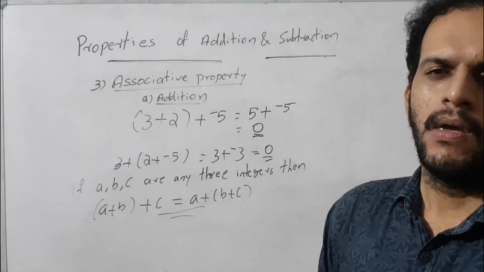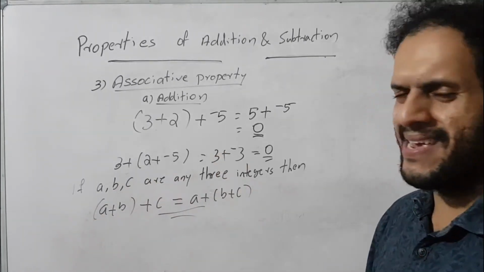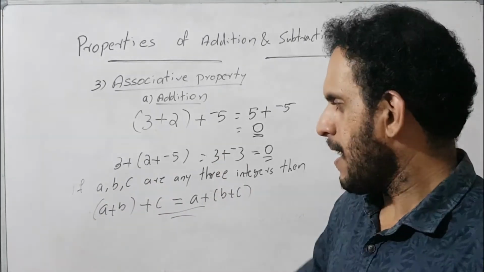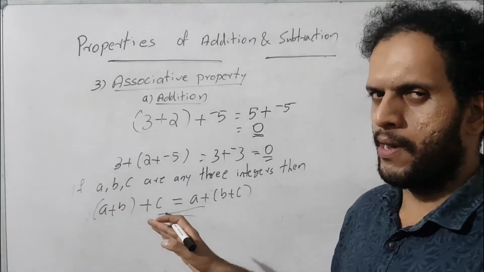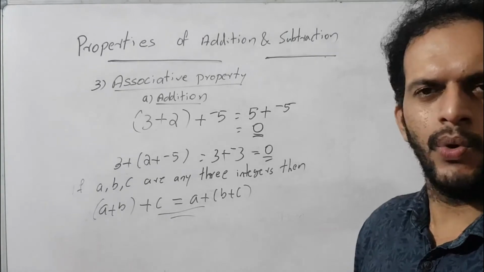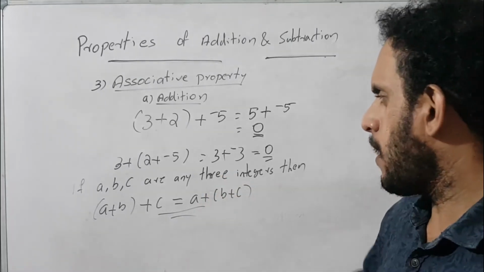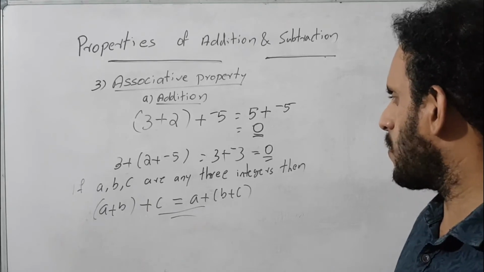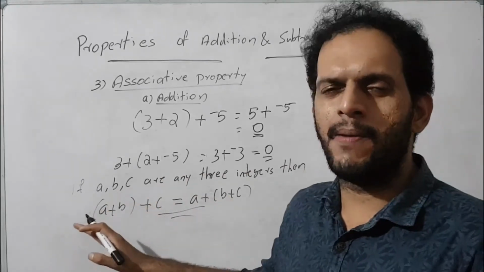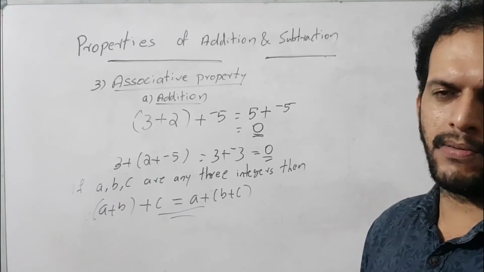Okay, how do we read? If A, B, C are any three integers, then (A + B) + C is equal to A + (B + C). If A, B, C are any three integers, then (A + B) + C is equal to A + (B + C).